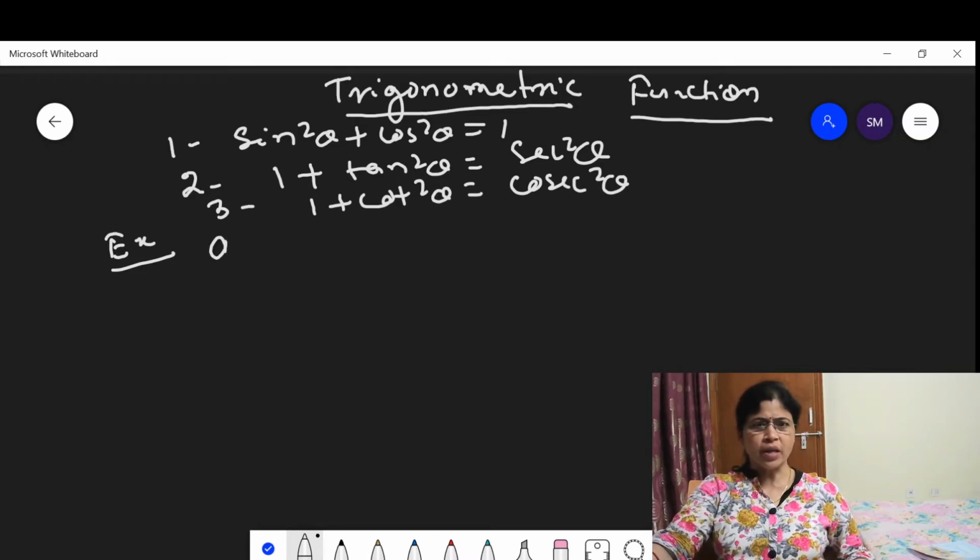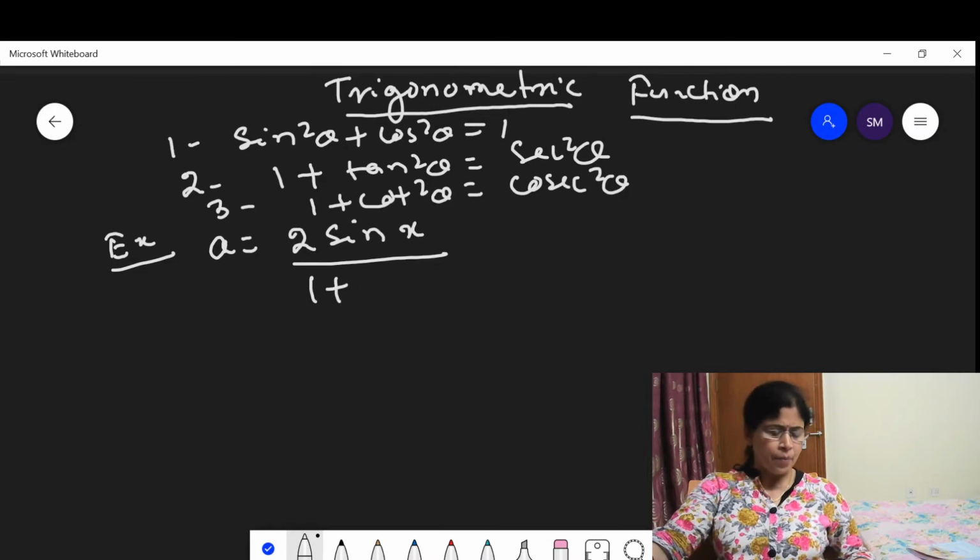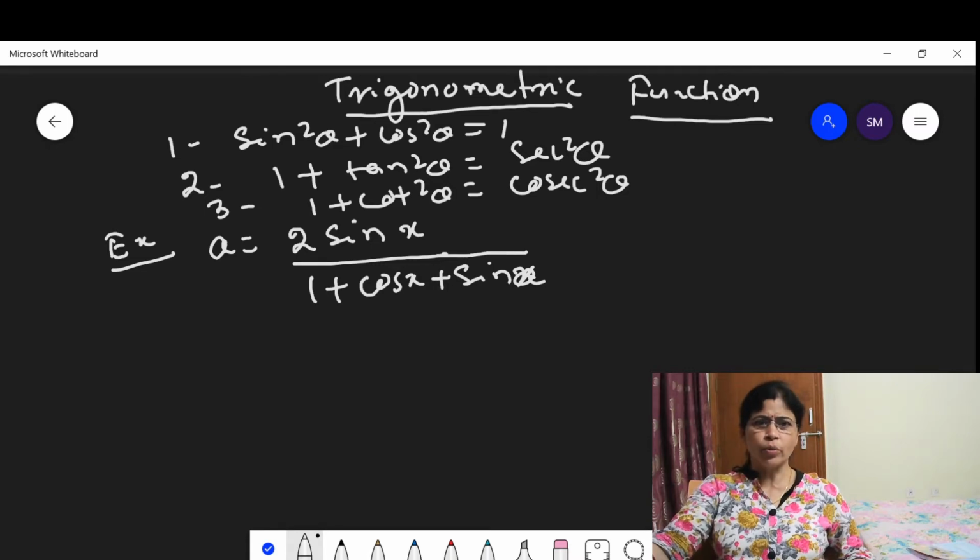Here the question is given. Please students, open your notebook, note down the question and try to do it on your own. Pause the video and try on your own. If any problem persists, then open the video and see the solutions. Otherwise, please try to do it on your own. Here the question is given: A is equal to 2 sin x upon 1 plus cos x plus sin x. Then you have to prove that.